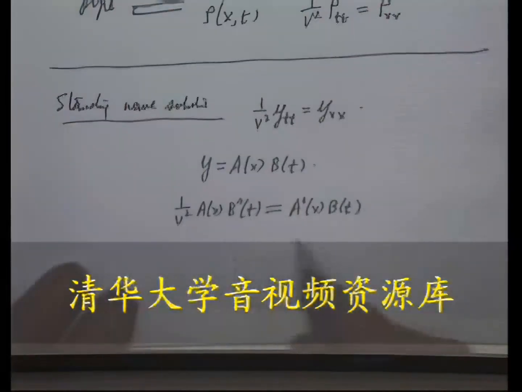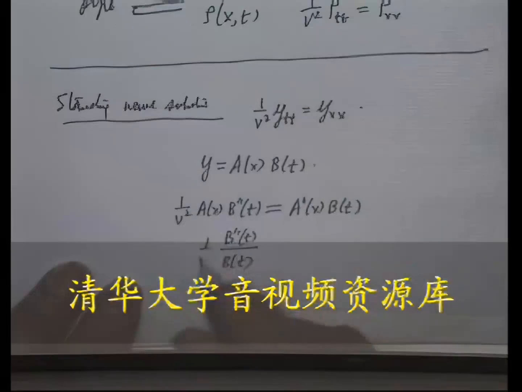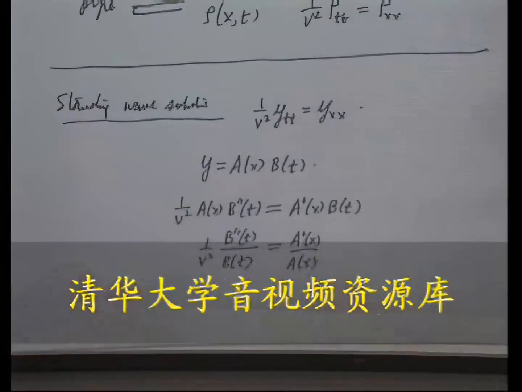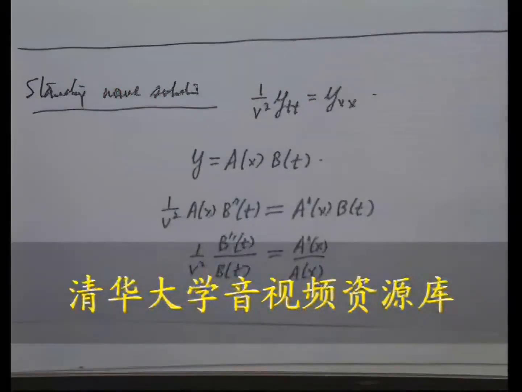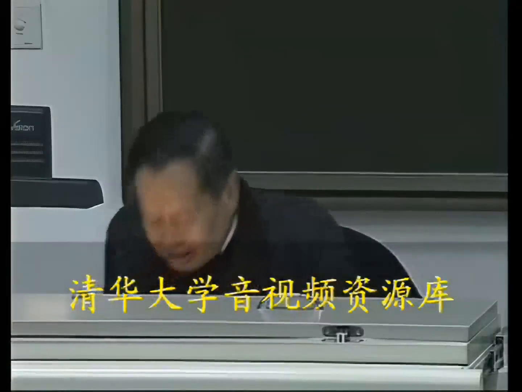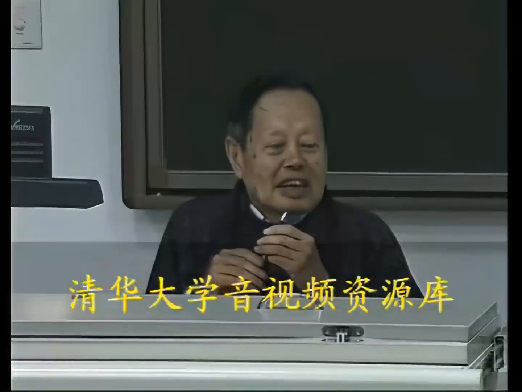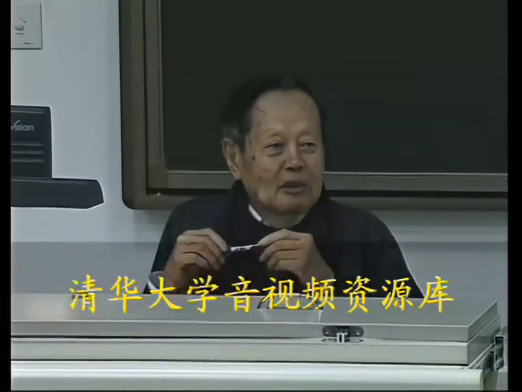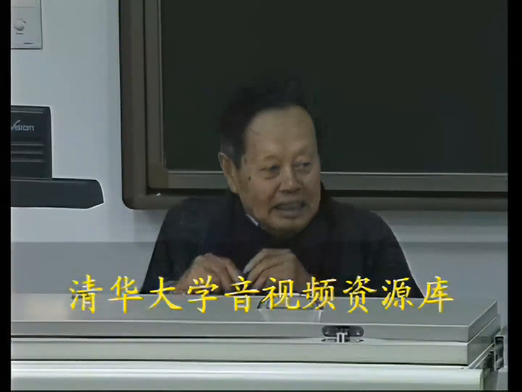So we move everything that depends on t to one side. So we get b_tt divided by b of t times 1 over v squared is equal to a_xx over a. Now, this is a very peculiar equation. On the left side, you have a function of t. On the right side, you have a function of x. And it's supposed to be valid for all values of x and all values of t. So what's the conclusion?